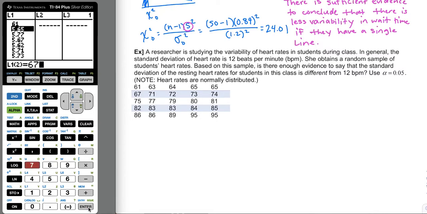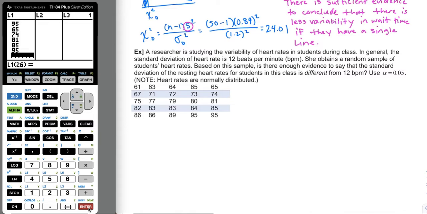61, 67, 75, 82, 86, 63, 71, 77, 83, 86, 64, 72, 79, 83, 89, 65, 73, 80, 84, 95, 65, 74, 81, 85, and then 95. That seems high.